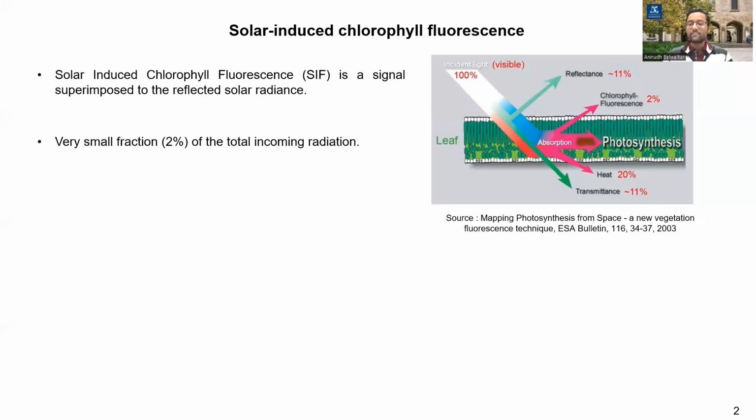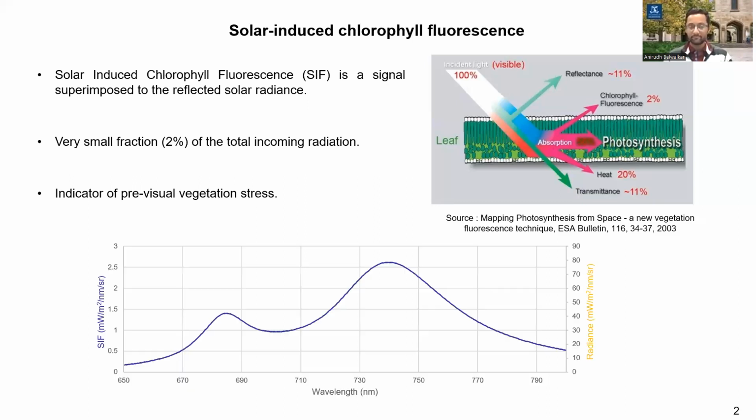Due to its close link with photosynthesis, SIF serves as a direct indicator of pre-visual vegetation stress and can provide useful information about plant photosynthetic activity. The SIF spectrum spans the 650 to 800 nanometer region with two maxima, one around 685 nanometer and the other around 740 nanometer.